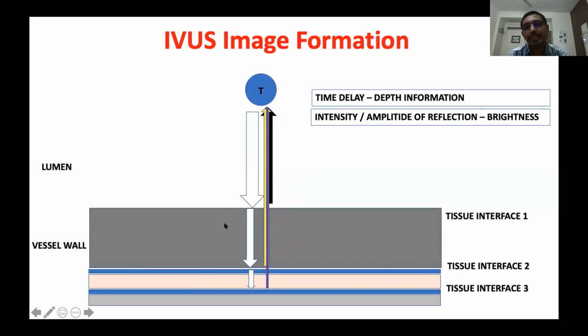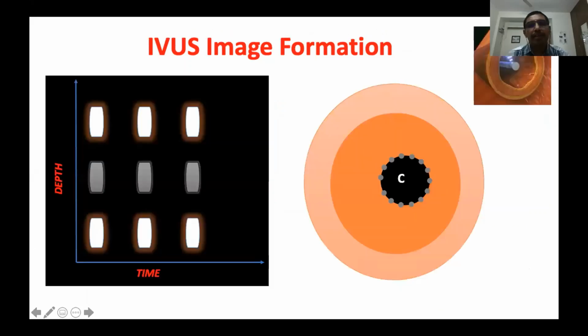Better reflectivity means a brighter structure, and poor reflectivity means a darker structure. This is how this information is translated to images. Here you can see the depth information, which is derived from the pathway travel time, so the time of flight of the ultrasound waves.